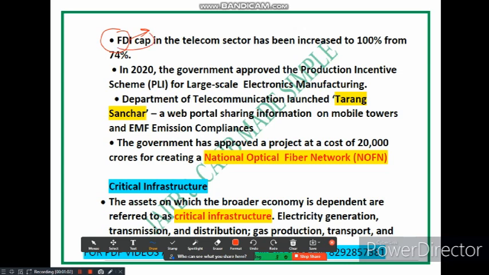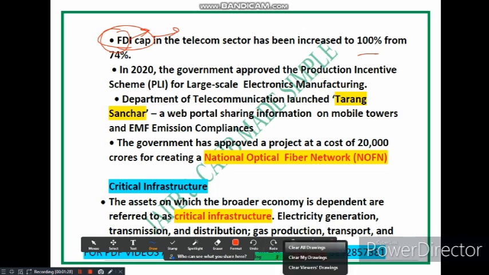So what is the meaning of this FDI cap? It means the maximum percentage of ownership that a foreign entity can have in a particular sector. In the case of the telecom sector, the government has increased the FDI cap to 100% from 74%. So this means a foreign company can now have complete ownership in an Indian telecom company.